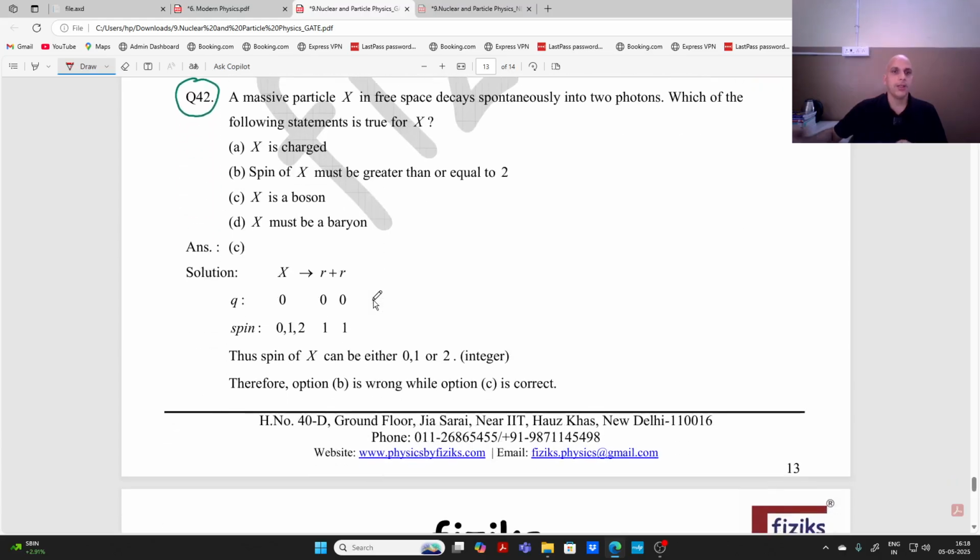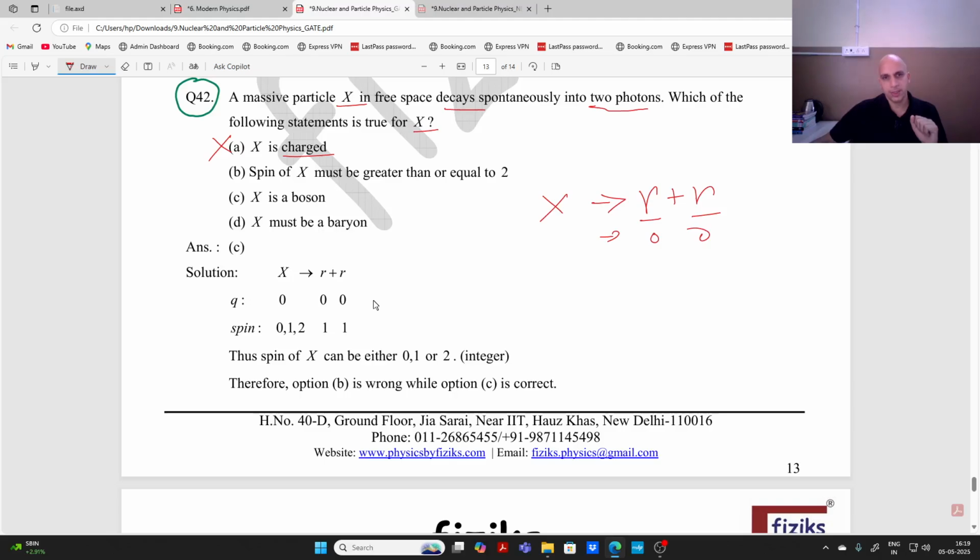Now, a massive particle X in free space decays spontaneously into 2 photons, right? X gives you gamma ray photon, or we can say simple 2 photons. Which of the statement is true for X? X is charged. So look at the charge conservation, right? 0, 0. So if it is charged, either it is positively charged or negatively charged, the charge conservation will be violated. So this is wrong.